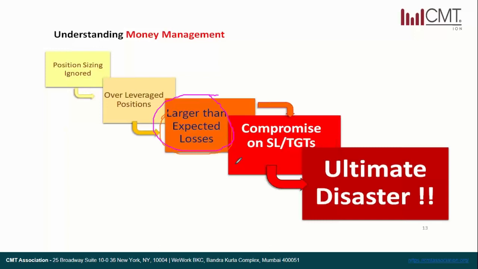Emotionally, it is very difficult for anyone to accept such a loss, and that's where people compromise on their stop losses and targets. And what that eventually leads to is disaster.